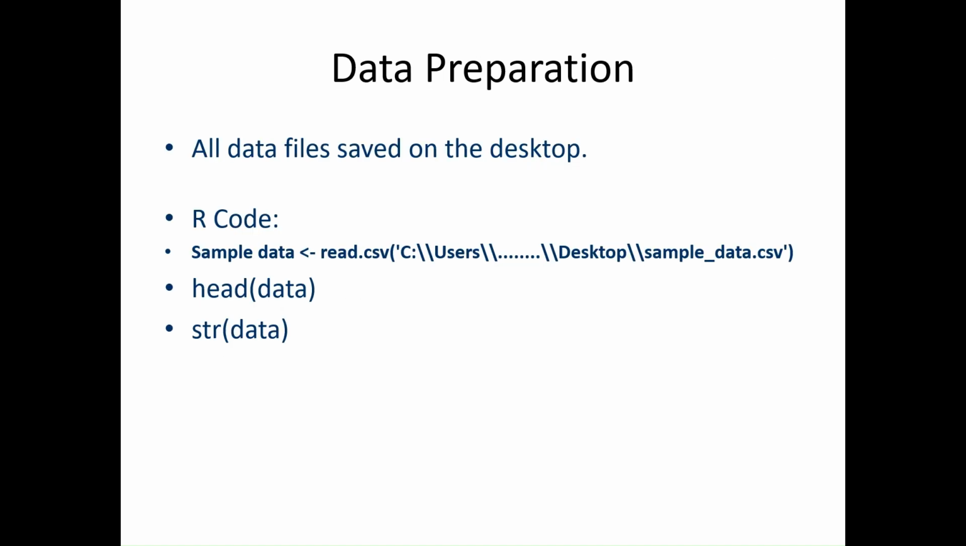Before performing any test, we need to prepare our data. All datasets are saved on the desktop for easy access. In R, we use the command sample_data read.csv, c /users /Sachdeva /desktop sample_data.csv. Then we can view and understand the structure of the data using head(data) and str(data). Let's now begin with our first test.